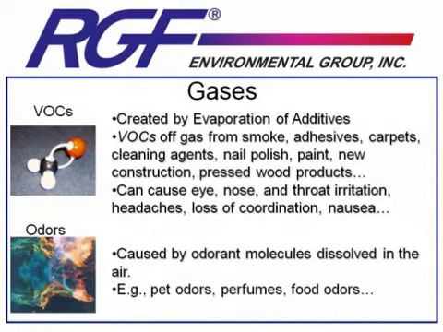Our last category of indoor air quality pollutants includes gases like VOCs and odors. VOCs, or volatile organic compounds, are created by the evaporation of additives in products that we use every day. This evaporation is referred to as off-gassing. These additives are put in products to give them certain properties. It will make paints and carpets last longer and be more fade resistant. It will give pressed wood products a nice bright shine. It'll make adhesives more powerful.